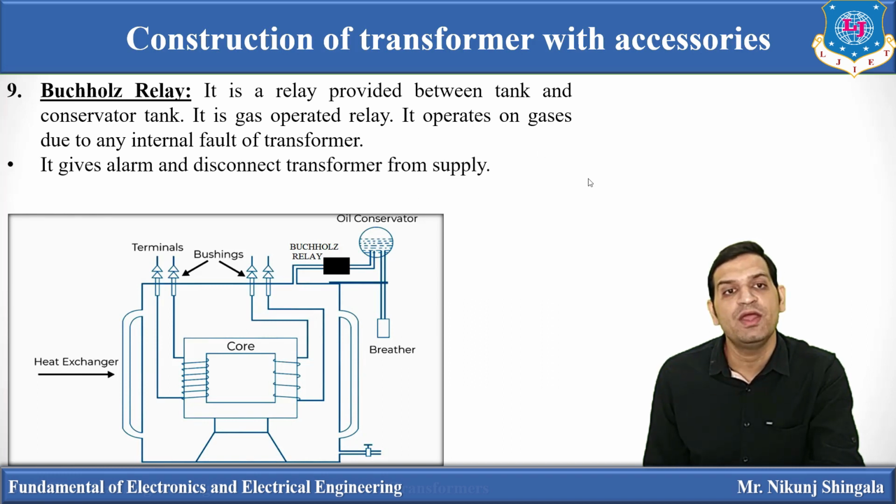So what is the function of that? It gives an alarm to the operator so that the transformer can be disconnected from the main supply. If internal faults occur, then the Buchholz relay will operate and the transformer can be disconnected from the main supply so that further damage to the transformer can be prevented. So basically the Buchholz relay is used to provide protection to the transformer under any fault condition.